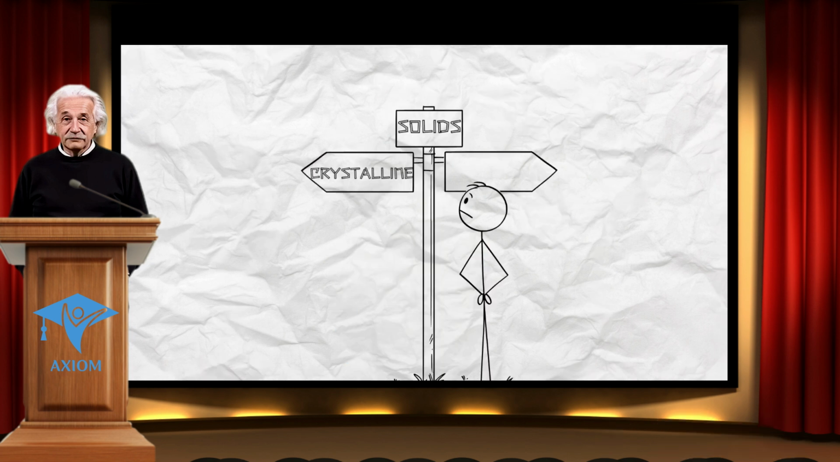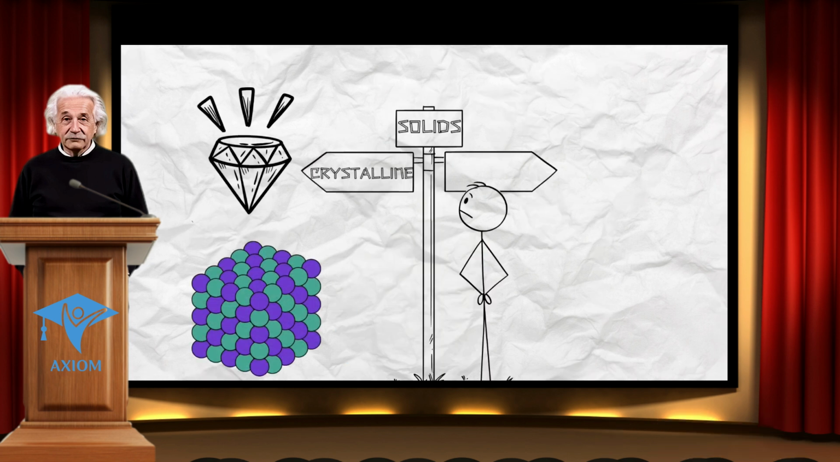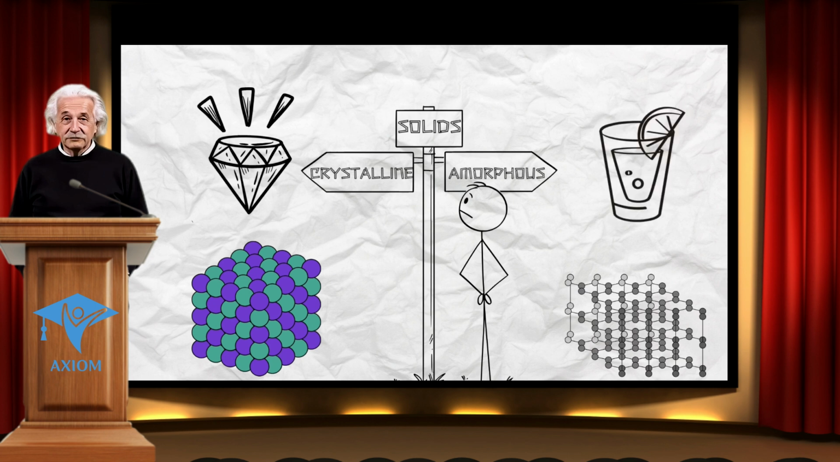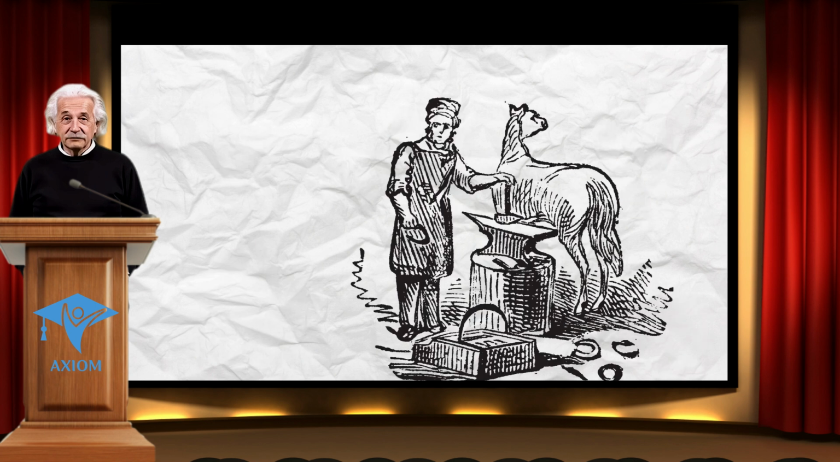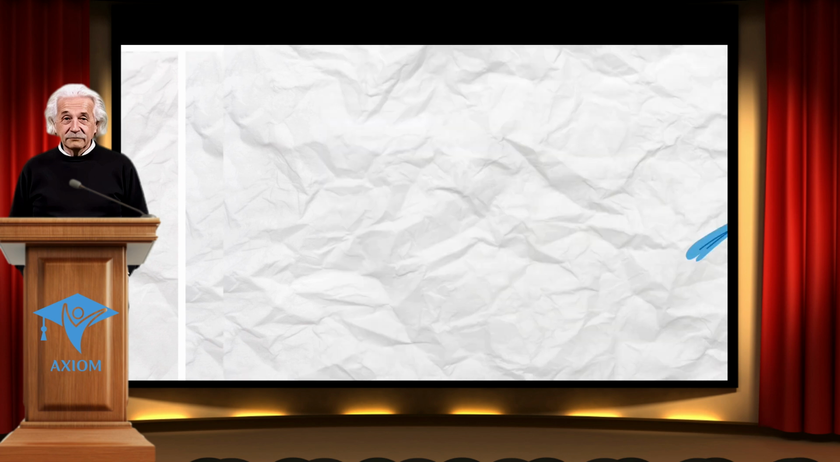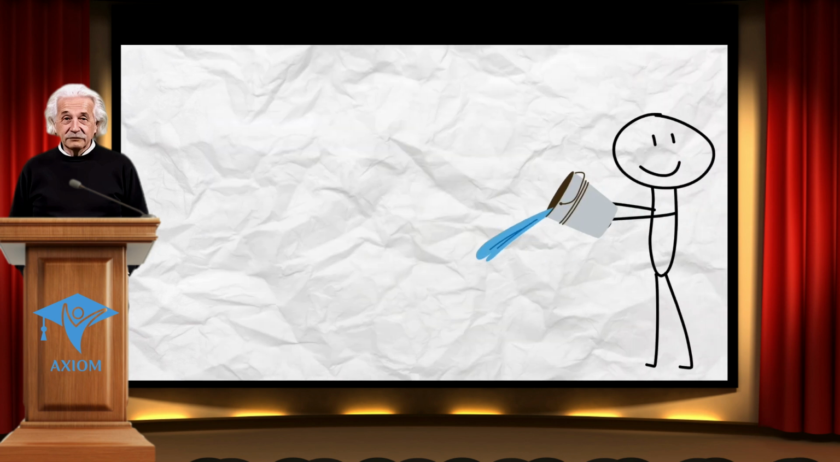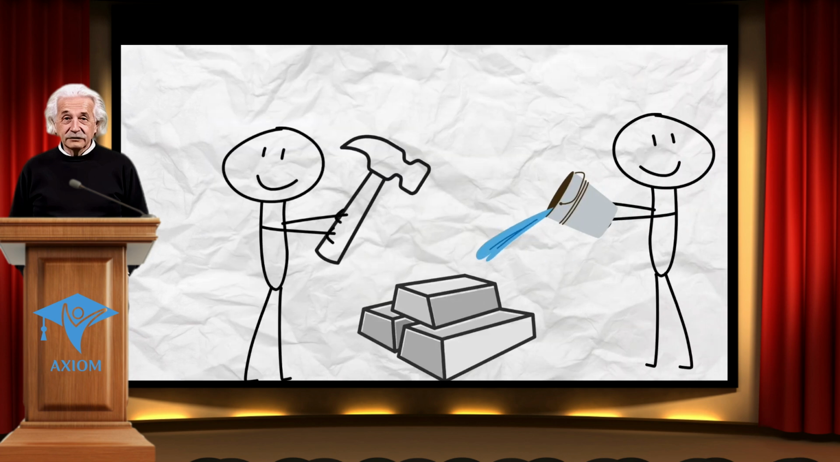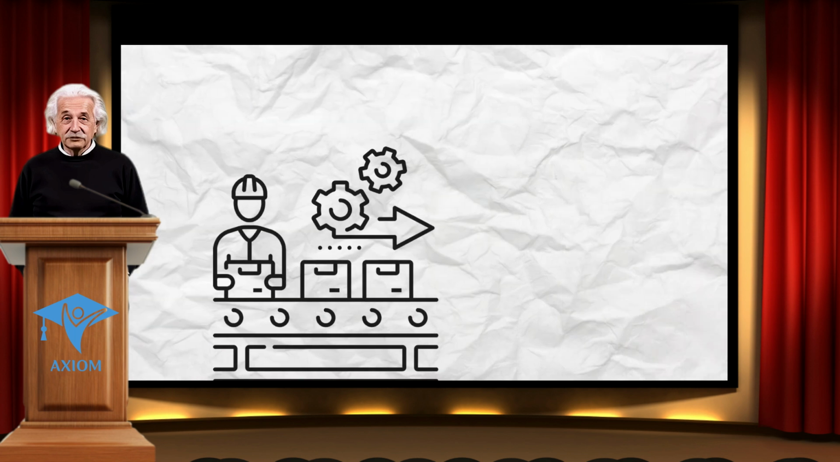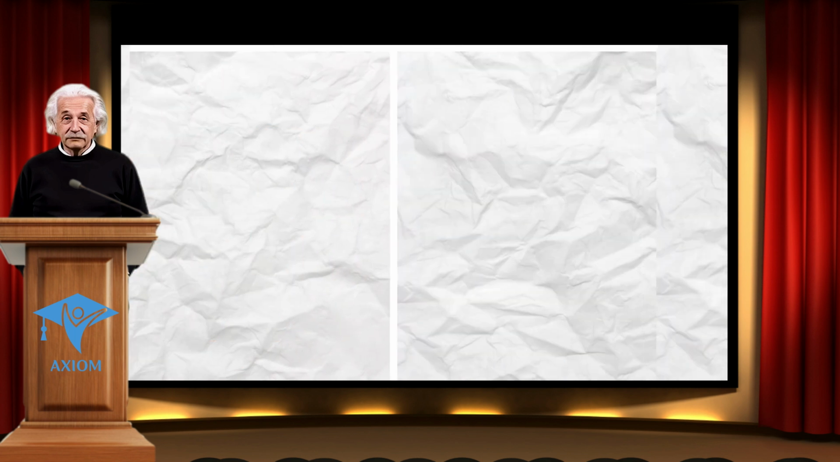Crystalline solids like diamonds have highly ordered molecular structures, whereas amorphous solids like glass lack such order due to rapid cooling. Even in traditional arts, like metal engraving, materials are first soft and malleable and then hardened, a practical example of material principles in art.